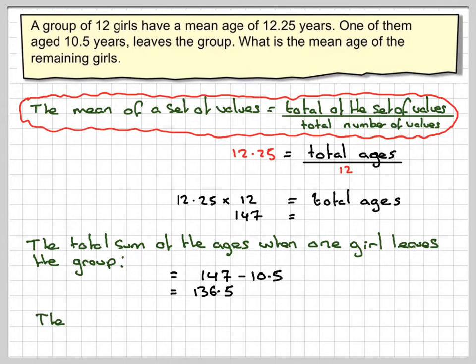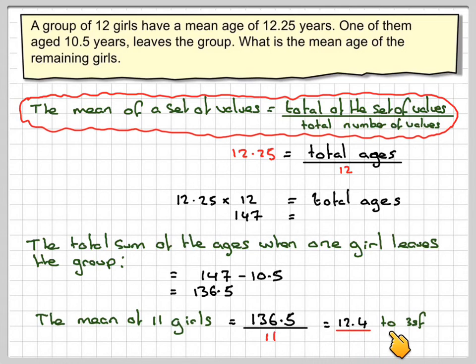And then we have to calculate the new mean, but we now have to remember we only have 11 girls. So the new mean of the 11 girls is going to be the total age of the 11 girls, which is 136.5, divided by 11, and that gives me a new mean of 12.4 to 3 significant figures.